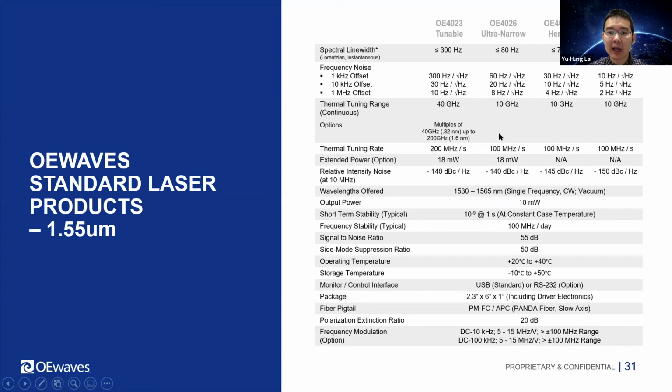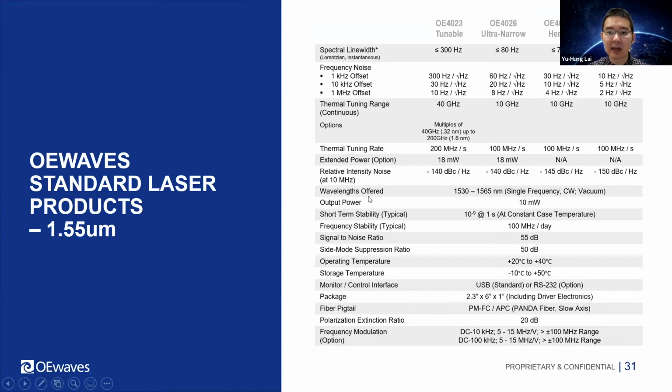On the other hand, we can achieve output power of, for example, around 18 milliwatt. And these days, we can achieve output power around 20 milliwatt. But sometimes we want lower power, and we can do that too. In addition, we have the relative intensity noise, which can be as low as minus 150 dB per hertz, or better than that.